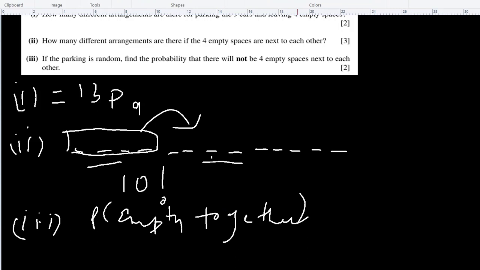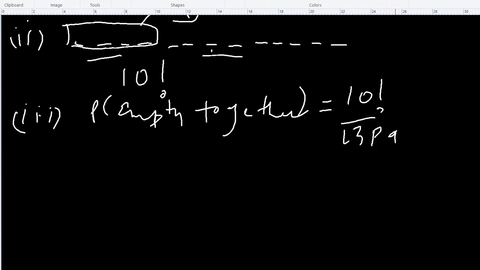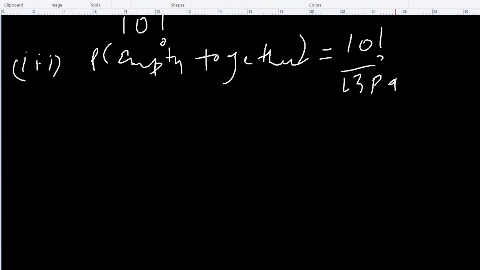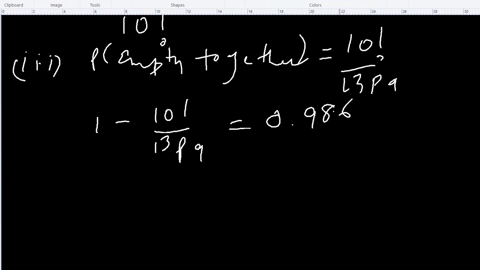Sorry for the drawing, my pen is not working that well today. So, we have 10 factorial empty spaces together, divide by 13P9, the total number of arrangements. This is the probability that they are together. But they said they should not be together, all 4 of them. So we will subtract from 1 and this will be our answer. Let me use my calculator and give you the final answer. Okay, this comes out to be 0.986.